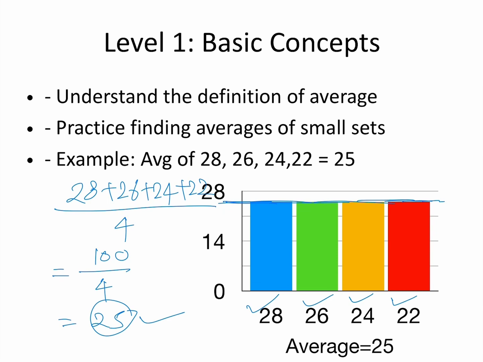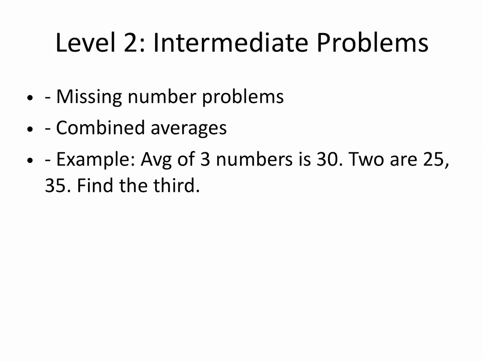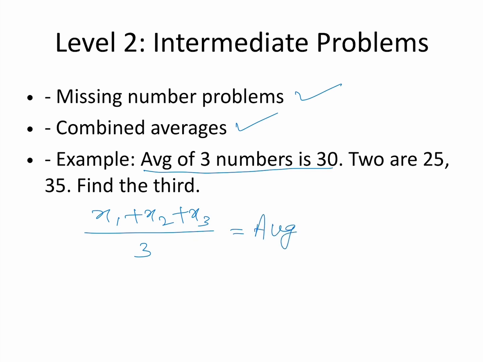This is the basic concept of average. Clear? Now the intermediate problems will come like missing number problems, combined average problems. All these topics will be covered separately. Here only the conceptual part. So let's have one example related to a missing number. Average of three numbers is 30. Suppose three numbers are x1, x2 and x3. So what will be the average? The sum divided by 3 will give you the average, and this value is given as 30. So x1 plus x2 plus x3 is 30 into 3, it is going to be 90.